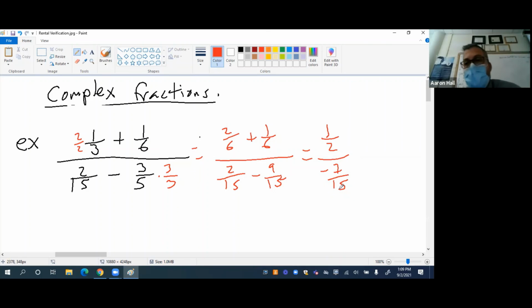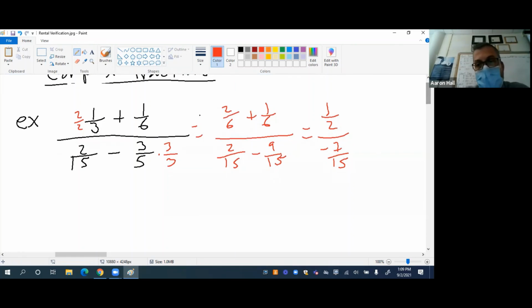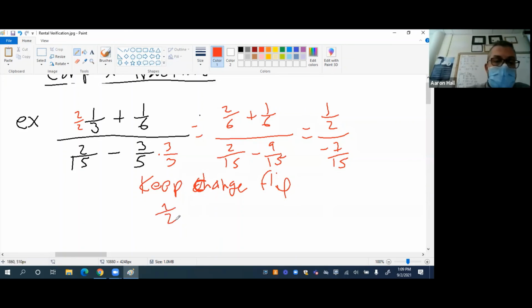Divide. When we divide by fractions, here's a tip: keep, change, flip. We keep the first one the same, we change from division to multiplication, and then we flip the second fraction. So we keep, change, flip. That's just sloppy, so 1/2 looks like a 7. 1/2 times negative 15/7, which is negative 15.